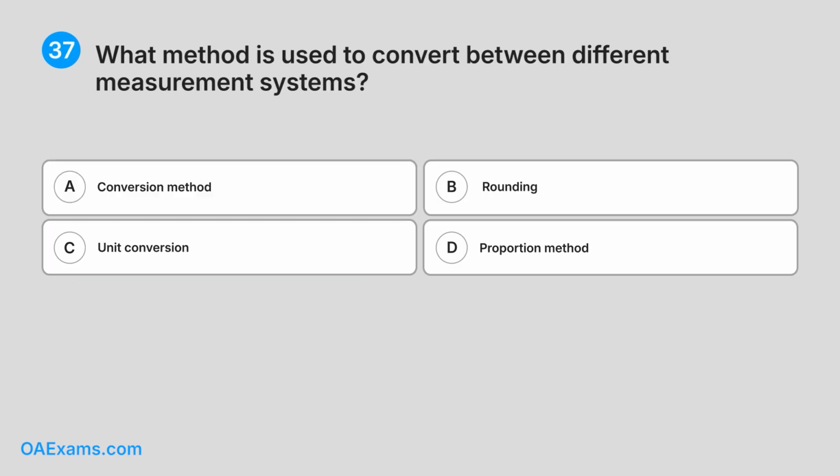37. What method is used to convert between different measurement systems? A. Conversion method. B. Rounding. C. Unit conversion. D. Proportion method. Can you guess the answer?